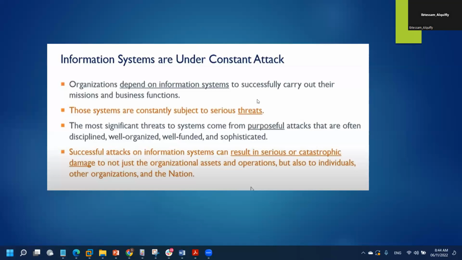This is the kind of threat that exists right now. The most significant threats to systems come from purposeful attacks, which means direct attacks. That means the attacker knows exactly who the victim is and has done proper study of the victim. So this is not a random attack. It is really targeted at someone, and these attacks are often disciplined, well organized, well funded and advanced. And these are the significant threats.